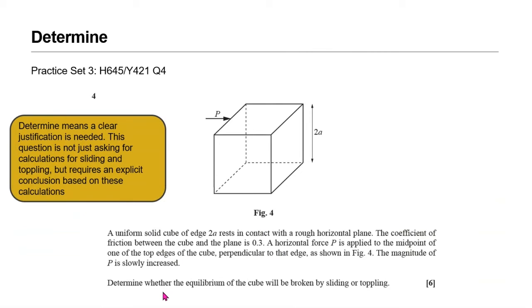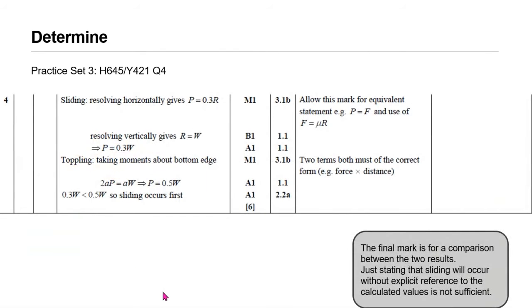So here's an example of a question where it says determine. And as we've pointed out, we're looking for a clear justification. And we'll see how that plays out in the mark scheme. We're not just looking for the calculations, we're looking for some sense that the candidate has a strategy and knows what they're doing. And it doesn't take much to show that, but there's a logic to what's happening here, and it shows up really in the last mark.